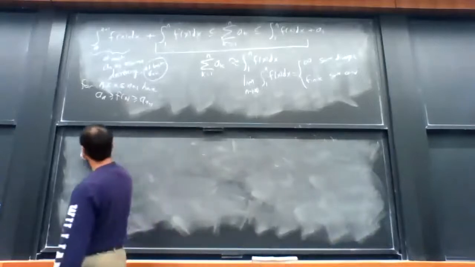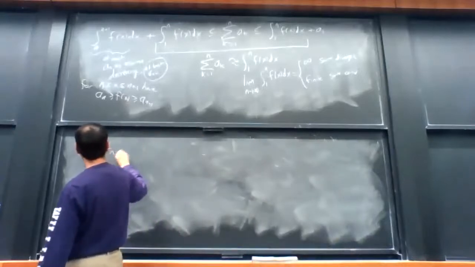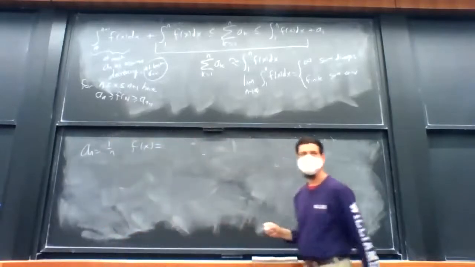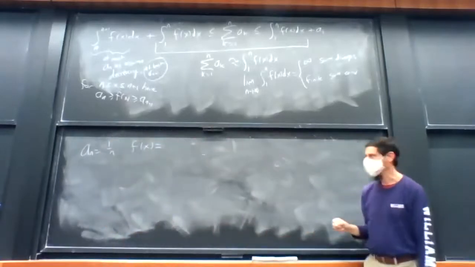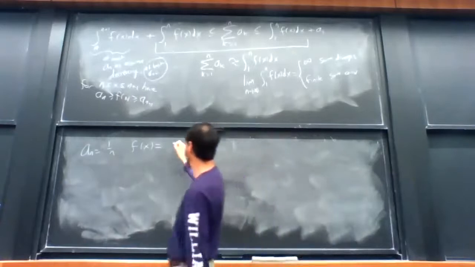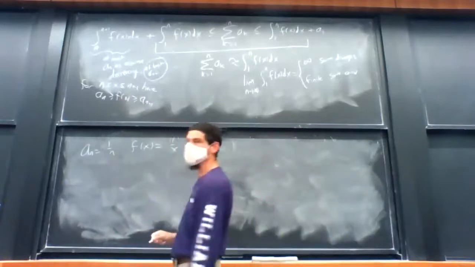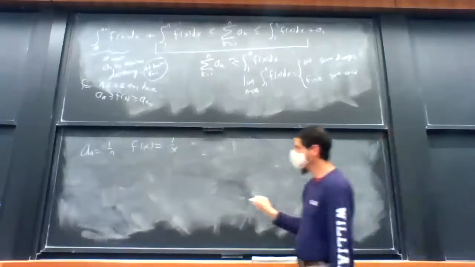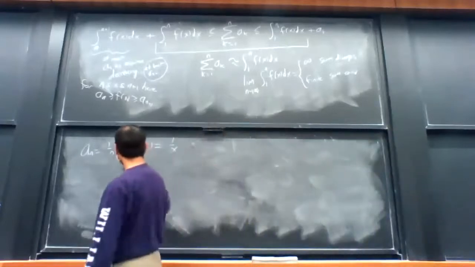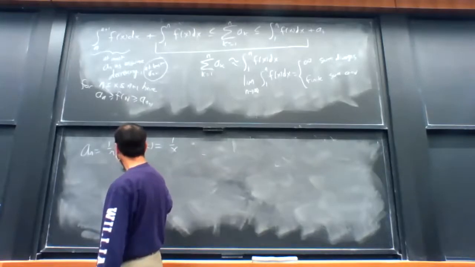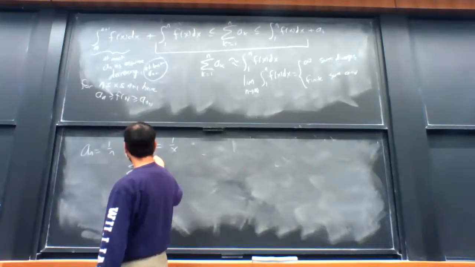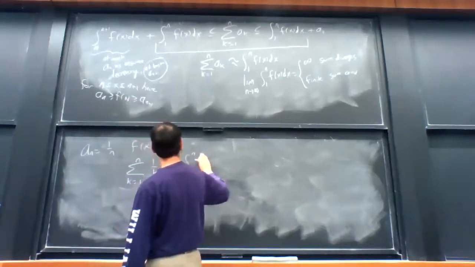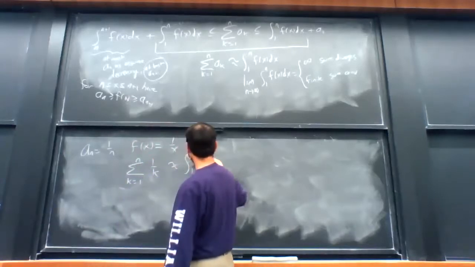So if a_n equals 1 over n, I need an f of x. And again, we replace n with x. Let's try f of x equals 1 over x. And clearly that's going to satisfy the constraints that I need. And so I get that the sum, k goes from 1 to n of 1 over k, is approximately the integral from 1 to n of 1 over x dx.